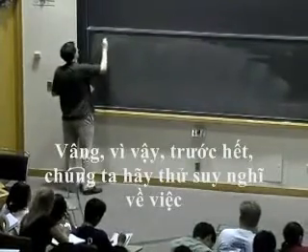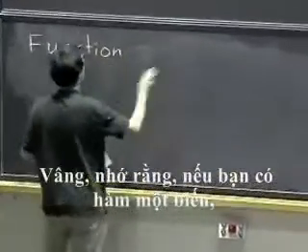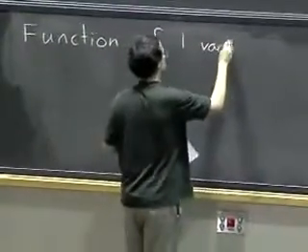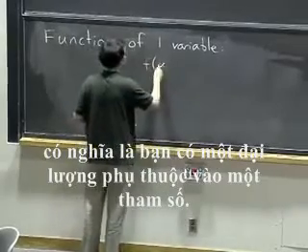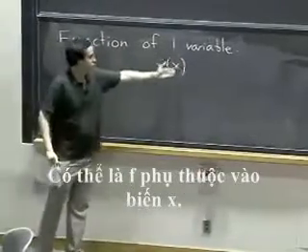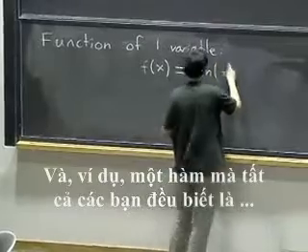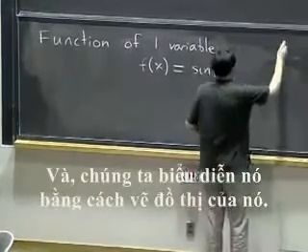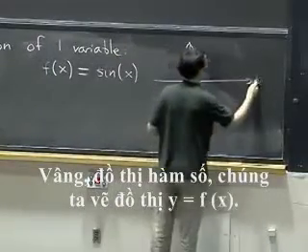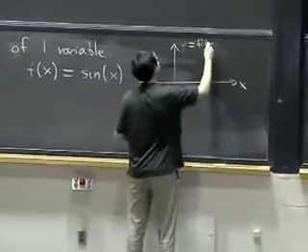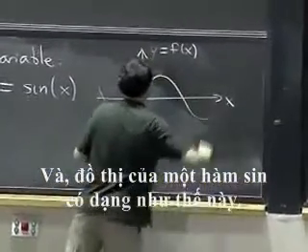So first of all, we should try to figure out how we are going to think about functions. So remember, if you have a function of one variable, that means you have a quantity that depends on one parameter. Maybe f depends on a variable x. And for example, the function that you all know is f of x equals sine x. And the way we would represent that is maybe by plotting the graph of the function. So for the graph of a function, we plot y equals f of x. And in the case of a sine function, that looks like this.